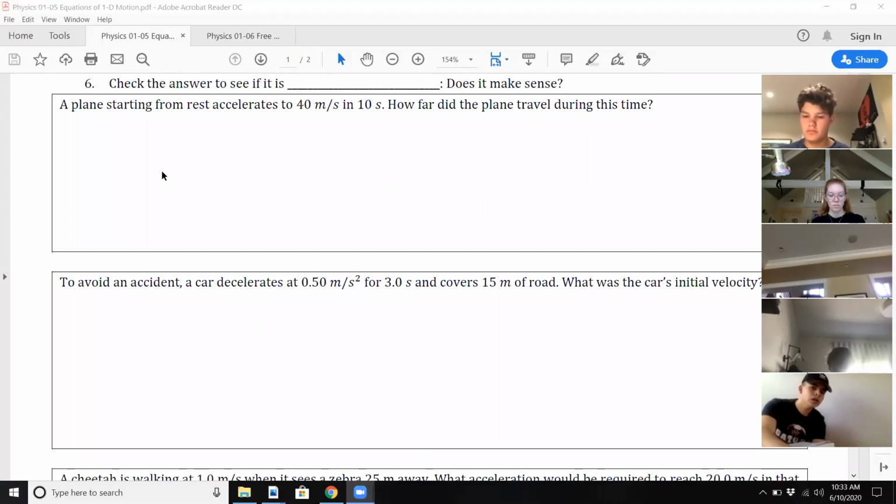A plane starts from rest. It reaches 40 meters per second in 10 seconds. How far did the plane travel during this time? So there are usually five. What you want to do is consider 5 variables.